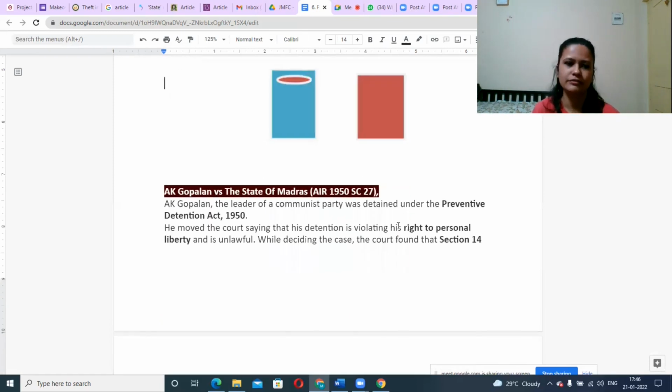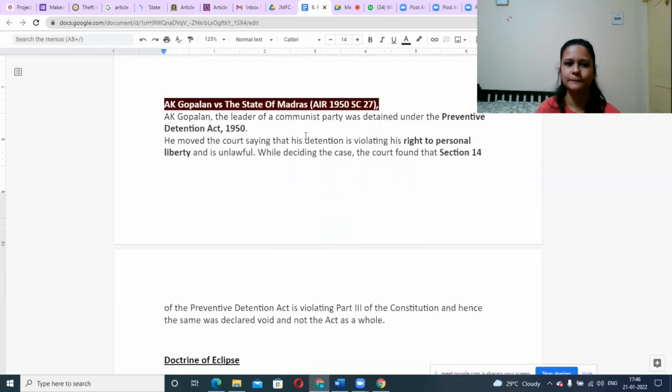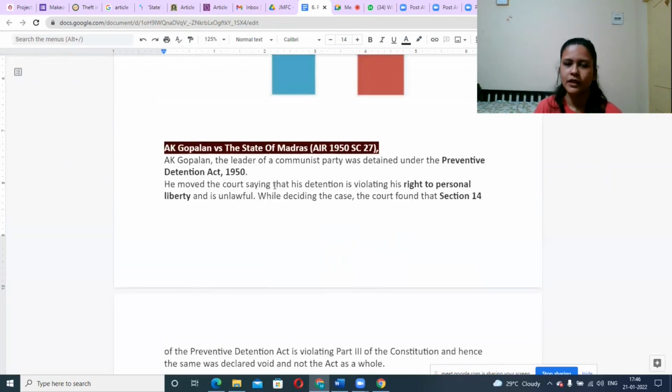So relating to this, we have this case as well, which is A.K. Gopalan versus State of Madras. There is something called the preventive detention law. What is preventive detention law?